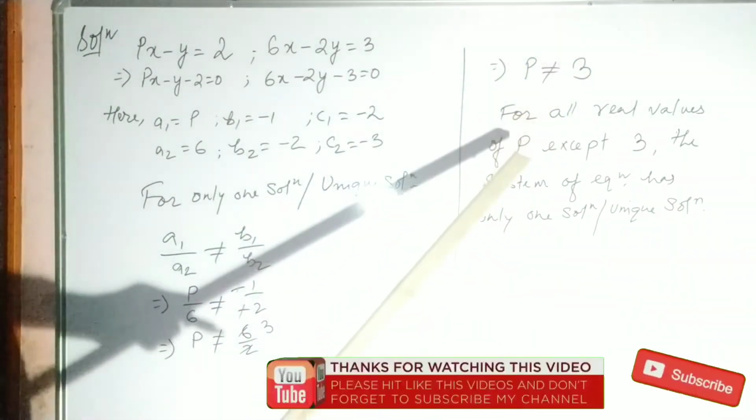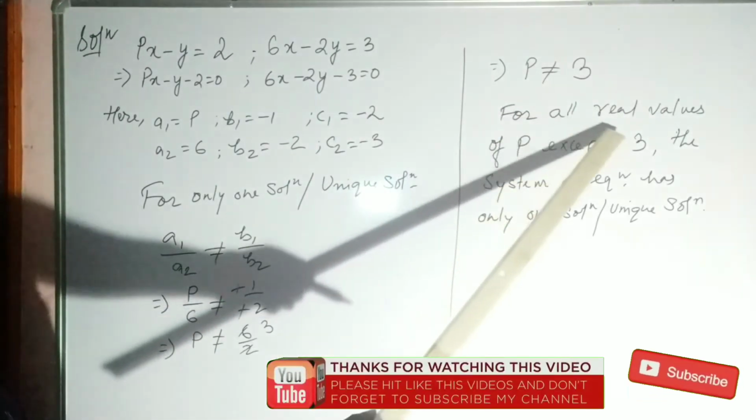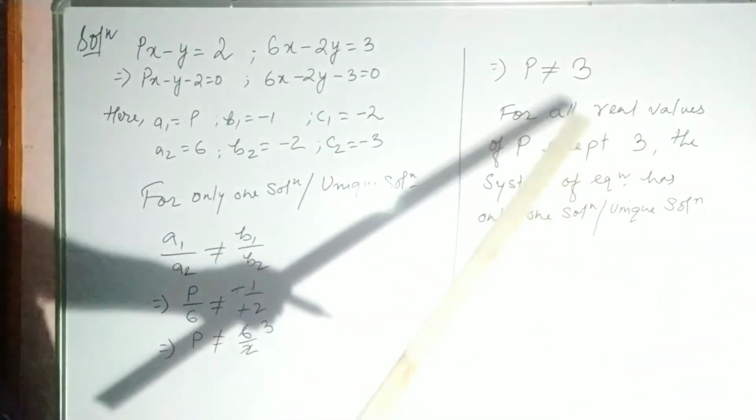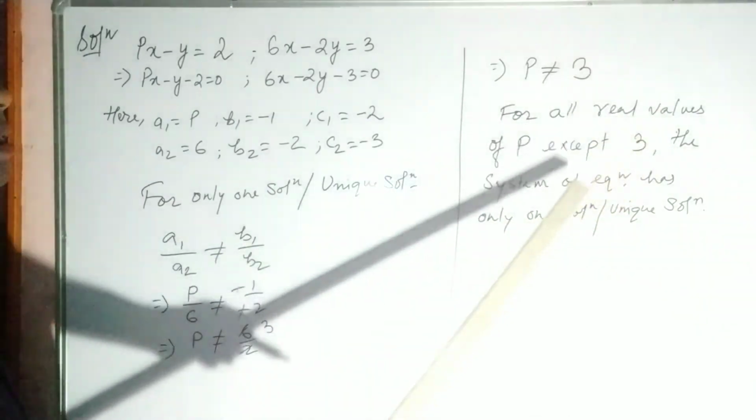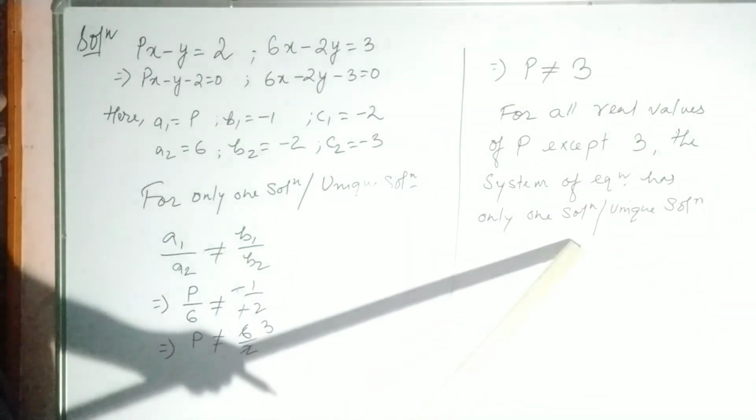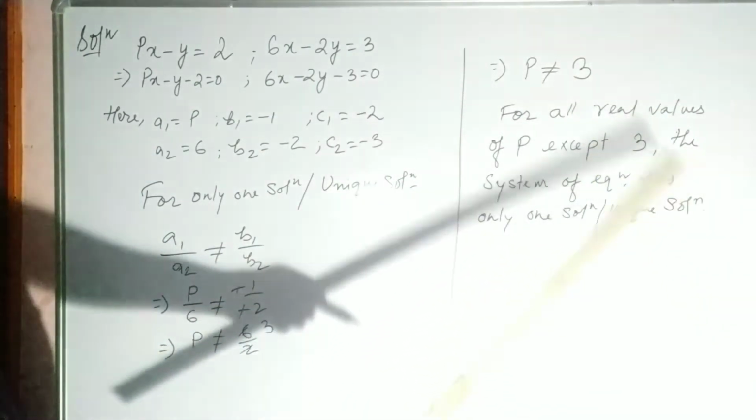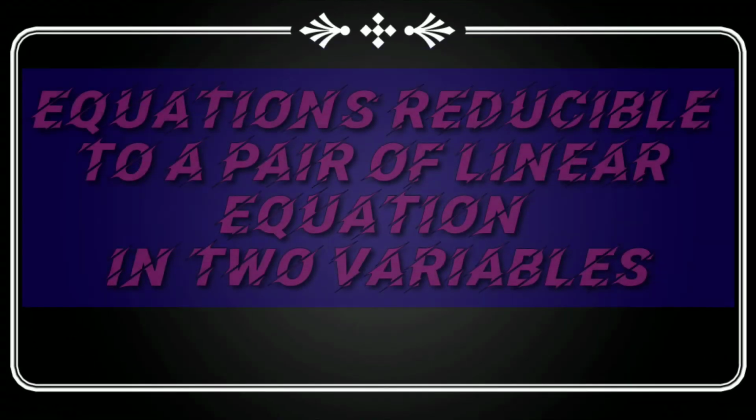From here we can say that for all real values of p except 3, the system of equations has only one solution, or it may be called a unique solution.